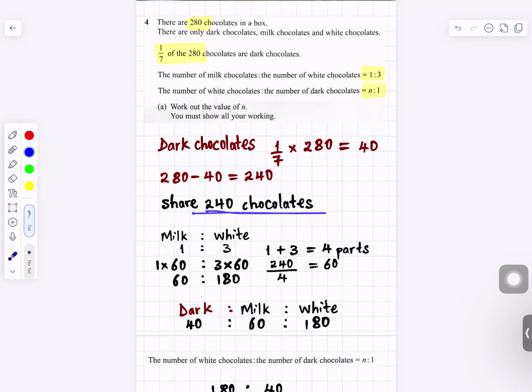Now we need to share the 240 chocolates between milk and white. So the ratio is 1:3. You add 1 plus 3, which gives you 4 parts. 240 divided by 4 gives you 60, so each part is 60. So 60 times 1 and 60 times 3. So we have 40 for dark, 60 for milk, and 180 for the white chocolates.